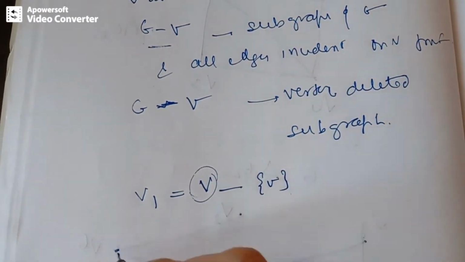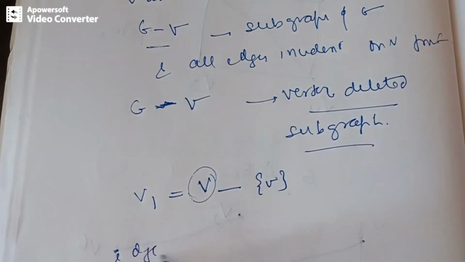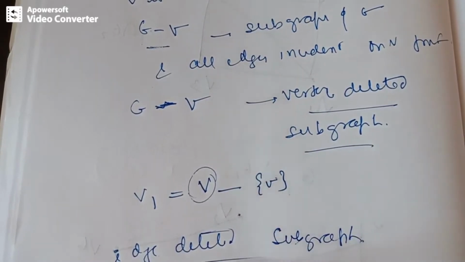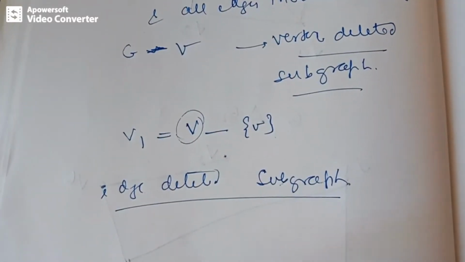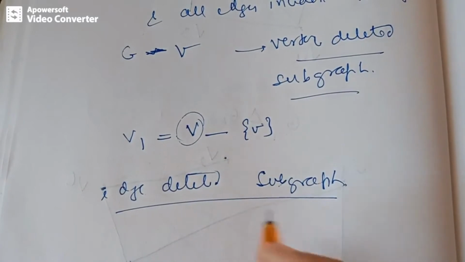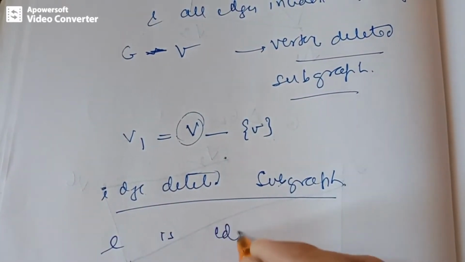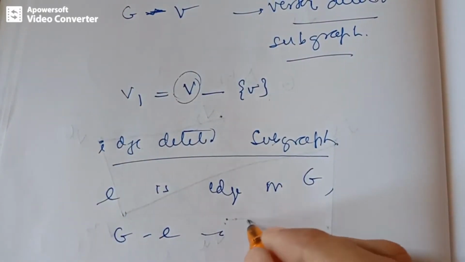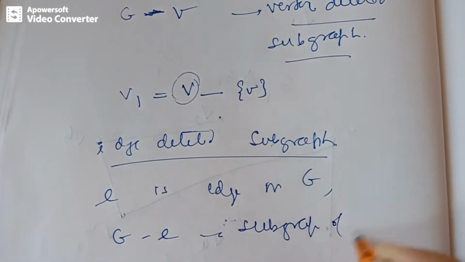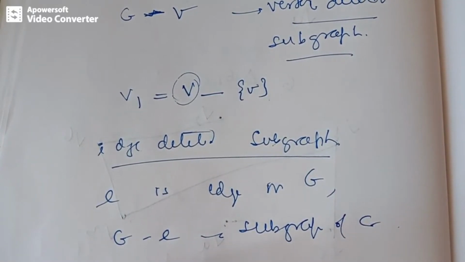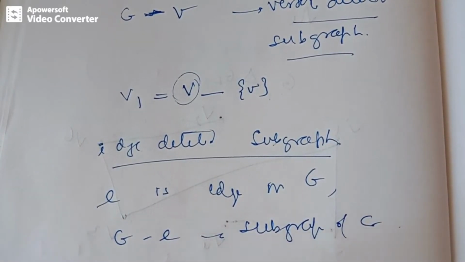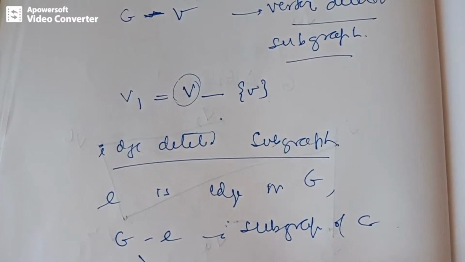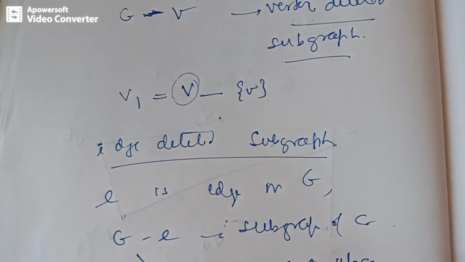Okay, so let's move on to edge deleted subgraph. What is edge deleted subgraph? So after the definition of these, I will be giving an example for each one of them. So edge deleted subgraph is, if E is an edge in the graph G and G minus E denotes the subgraph of G obtained by deleting the edge E from G. So such a subgraph G minus E is referred to as edge deleted subgraph.